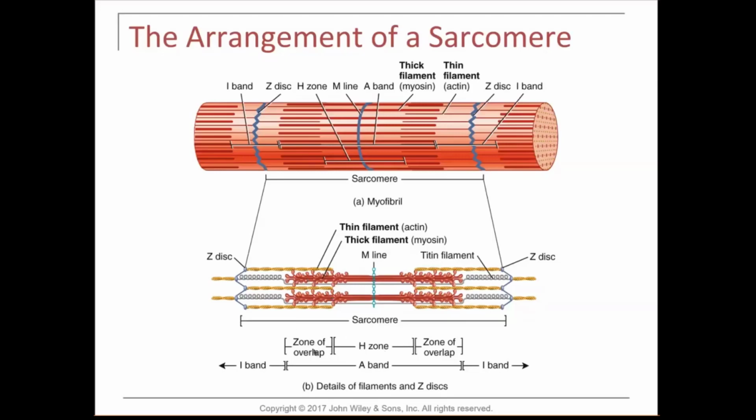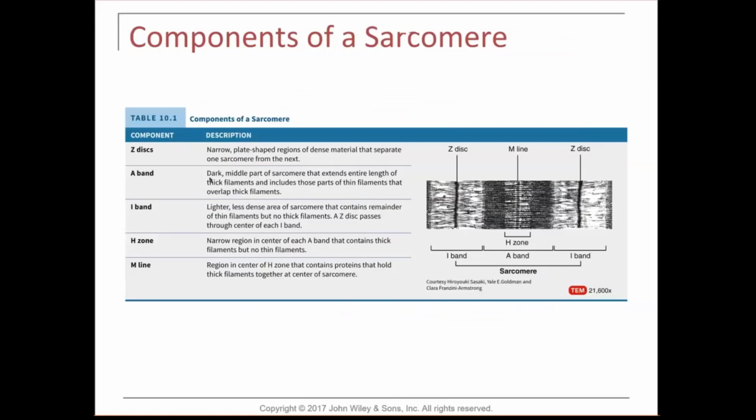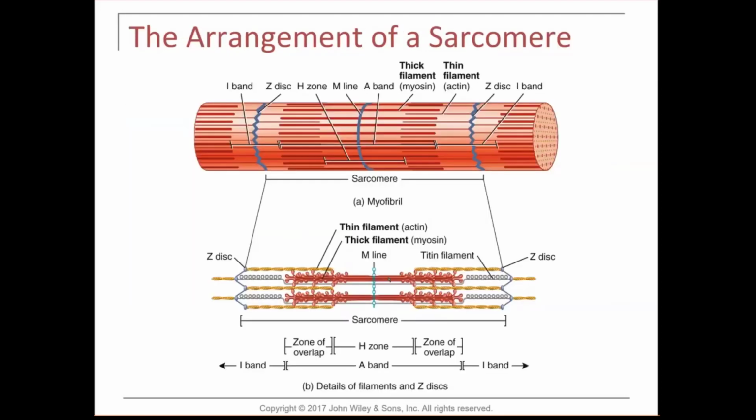You have the zone of overlap. You have the H zone. The H zone is simply where only thick filaments exist. And you have the I band. I band is where only thin filaments exist. Okay, so keep that in mind. There is a table on the next slide that states this, but it helps to look at this visually and make sense of what's going to happen here when this sarcomere starts to contract, when it shortens, right?